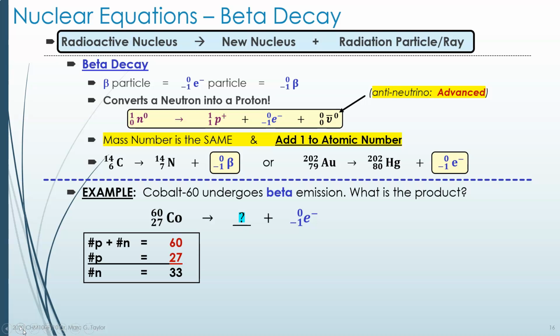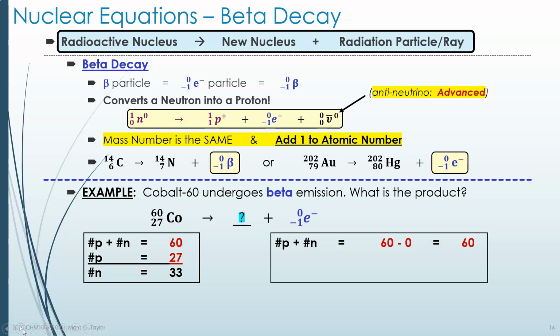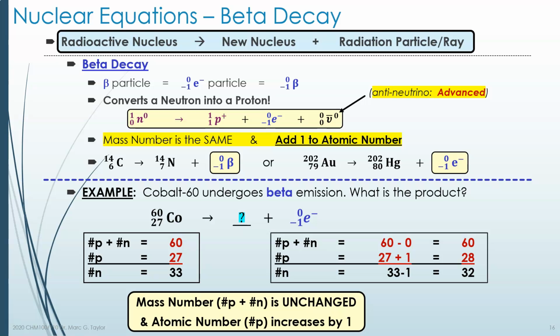So we're starting with 60 and 27 for our mass number and our atomic number, with 33 neutrons. And we end up with the proton plus neutron number not changing because we're just converting a neutron to a proton. We're not changing the total number. It's still 60. But the protons go up by 1, and that becomes 28. And if you do the subtraction, you see that you now have only 32 neutrons. Remember, 1 neutron has been converted to a proton. We started with 27 protons and 33 neutrons, and we end up with 1 extra proton and 1 missing neutron. 28 protons, 32 neutrons. And so the mass number is unchanged. The atomic number increases by 1.